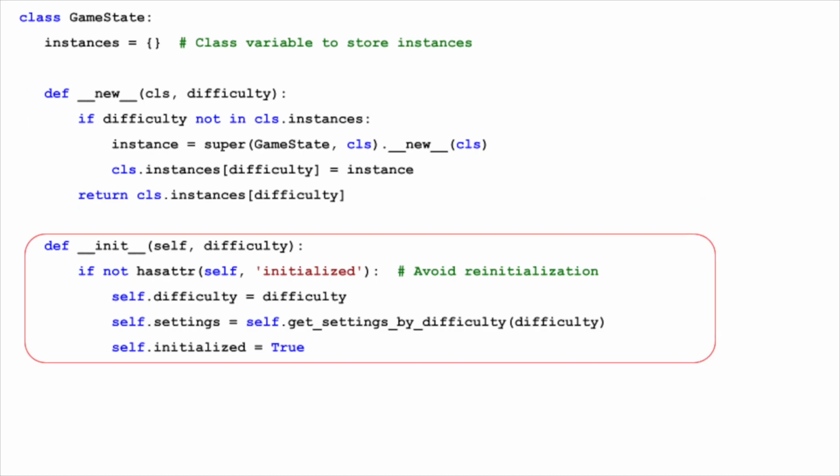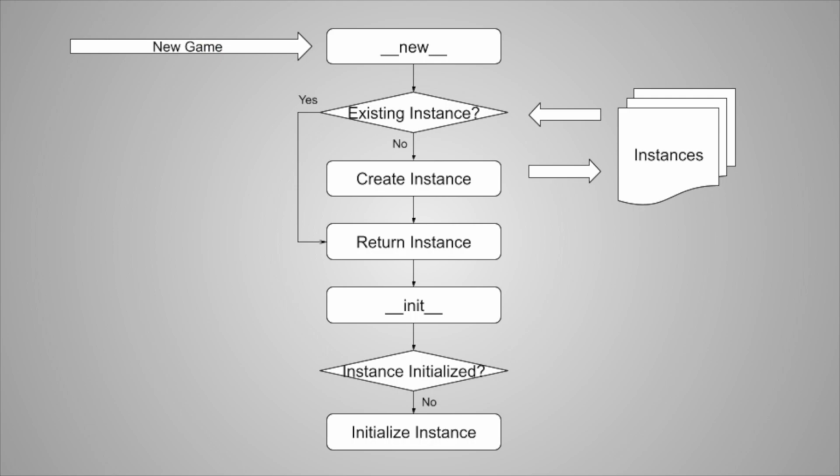The method init is called right after the new method. It's responsible for initializing the game state instance with specific settings like grid size and mine count. However, to prevent reinitializing an existing instance, we use an initialized attribute. This attribute ensures that the setup only happens once, no matter how many times the instance is retrieved. Through this singleton setup, our game not only runs more efficiently, but also maintains a consistent state across plays.